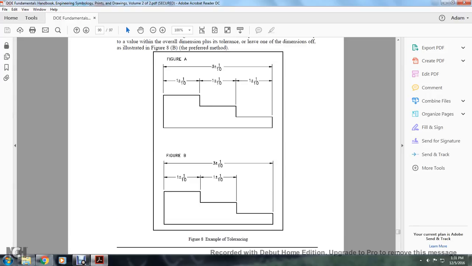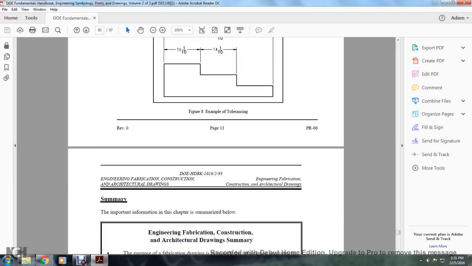Figure 8 shows 3 plus 1/10 of an inch, while you have the 3 1/10 of an inch, which may equal 3 3/10 of an inch, and 3 plus 1/10 of an inch, with a two-figure example of 1 1/10 of an inch plus or minus 1/10 of an inch.